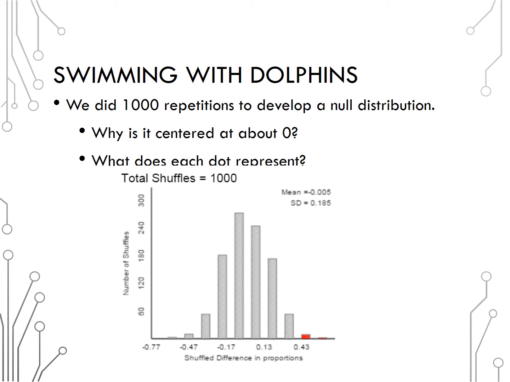The area highlighted in red here on the right-hand plot would represent the area of the p-value, the proportion of samples at or beyond our observed statistic of 0.467.